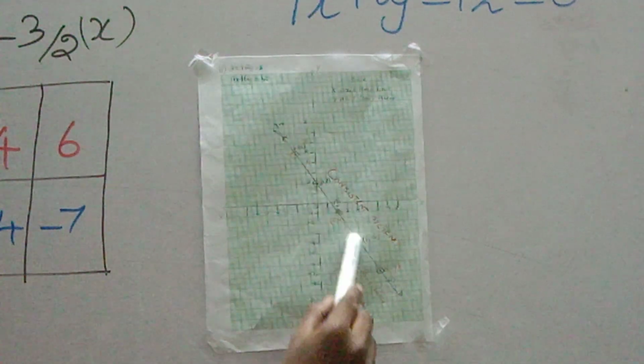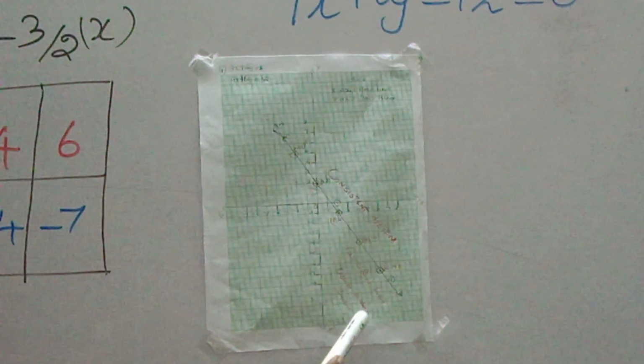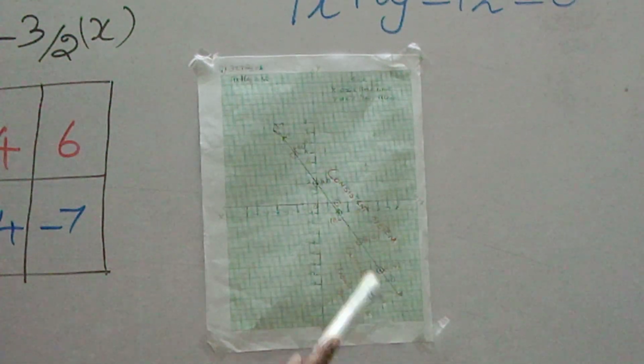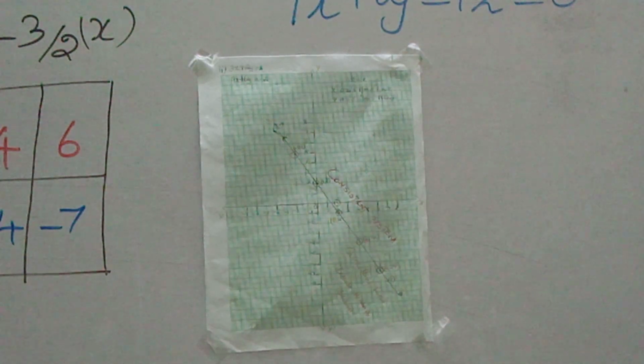Here we are getting a coinciding line. Therefore, it has infinite number of solutions. And finally, this system is what system? Consistent system. Okay, children? Do you understand? Okay, very good. Thank you, ma. Next sum.